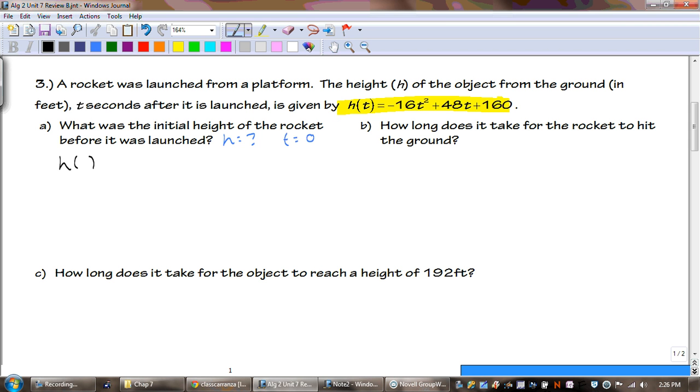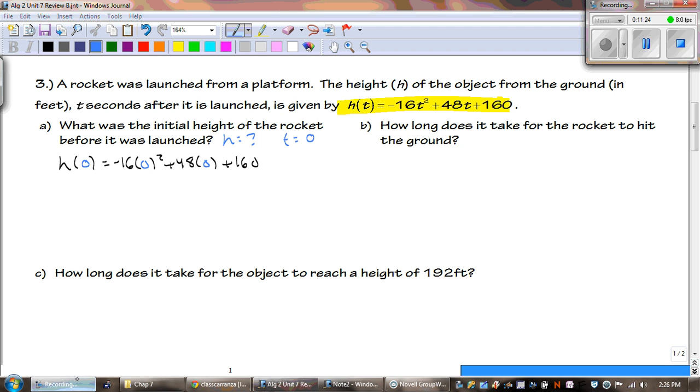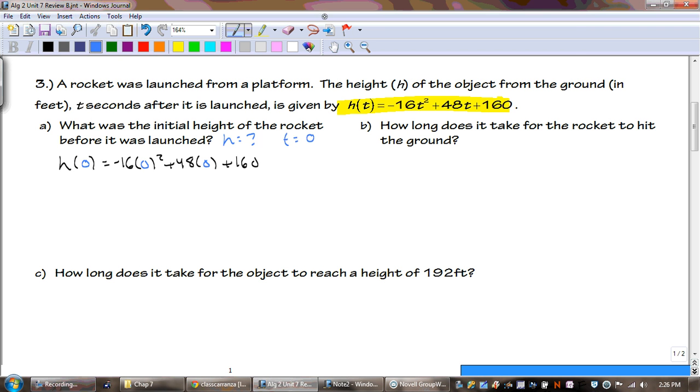And when we plug in, we're going to plug in 0 to the equation. Okay, why don't you guys go ahead and try that and see what you get. Some of you guys kind of already know that if you're multiplying by 0, you just get 0. So h of 0 is 160, and we're talking about 160 feet.